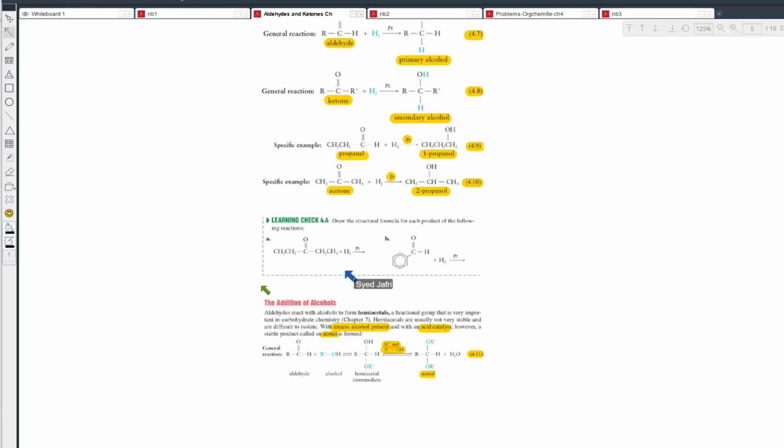Secondary alcohol. Secondary alcohol. So, can you give the IUPAC name of the product? Yeah, it'd be 3-pentanol. Very good. Right. What about this one?